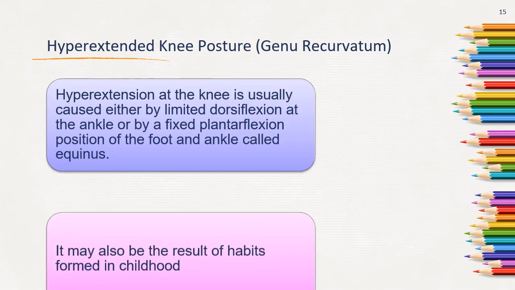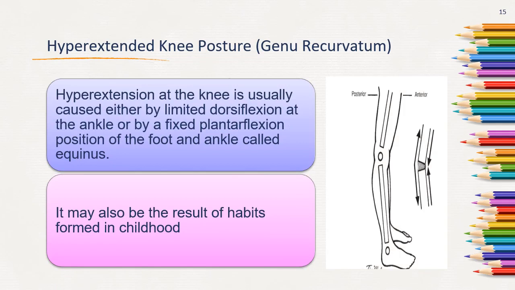Hyperextension at the knee is usually caused either by limited dorsiflexion at the ankle or by a fixed plantar flexion position of the foot or ankle, which is called equinus. Sometimes it may also result from poor habits that have been formed in childhood.